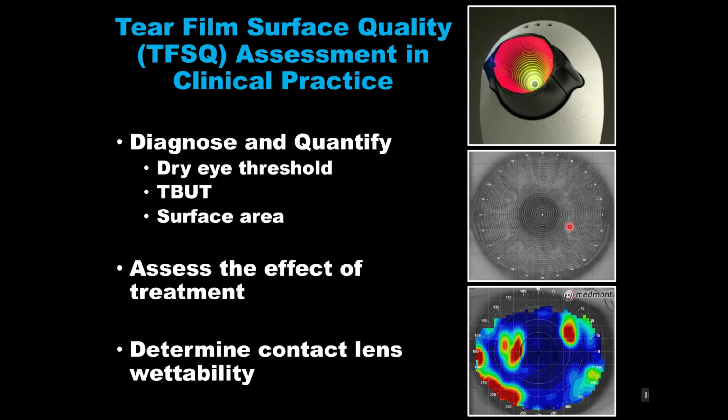So the Medmont TFSQ assessment or dry eye test can be used in many ways. It can be used to test the threshold of dry eye, to understand the tear film breakup time, to understand the surface area in breakup. It can assess the efficacy of your treatment of dry eye from visit to visit. And you can also use it over top of contact lenses. So doing the dry eye test over top of the lens to determine how well that anterior surface is wetting and whether this is the right contact lens for the patient.